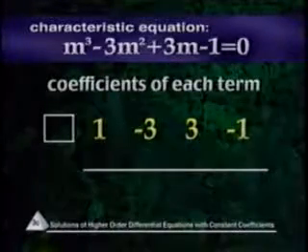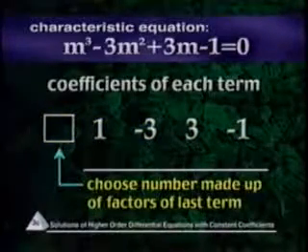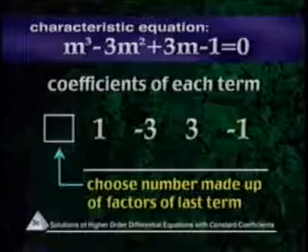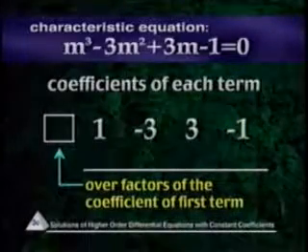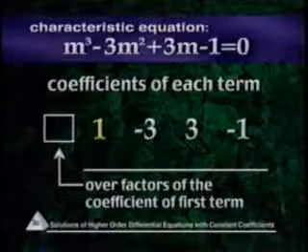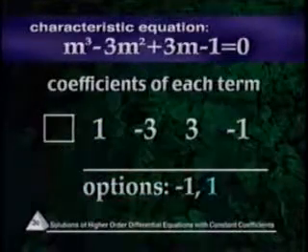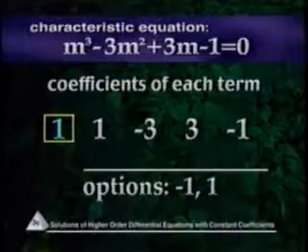Then, we need to choose a special number for the box. For the box, we choose a number that is made up of factors of the last term, -1, over factors of the coefficient of the first term, 1. So, in our case, our only options are plus and minus 1. Let's try 1. Put that in the little box, and we're ready to begin.